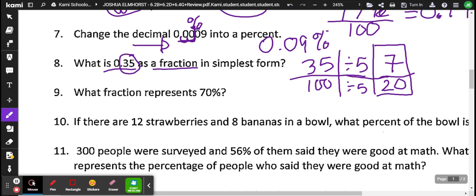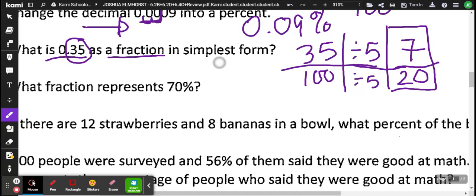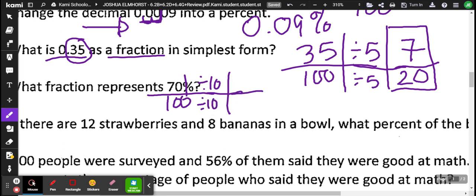And we got 70%. As soon as you see the percent, it goes over 100. And then we simplify. This one is kind of an easy one. Divide by 10, divide by 10. 70% would be 70 over 100 or 7 over 10.